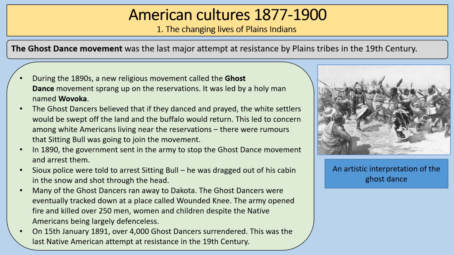In 1890, the government sent in the army to stop the ghost dance movement and arrest them. Sioux police were told to arrest Sitting Bull, and he was dragged out of his cabin in the snow and shot through the head. Many of the ghost dancers ran away to Dakota, and the ghost dancers were eventually tracked down at a place called Wounded Knee. The army opened fire and killed over 250 men, women and children, despite the Native Americans being largely defenceless. On the 15th of January 1891, over 4,000 ghost dancers surrendered. It was the last Native American attempt at resistance in the 19th century.